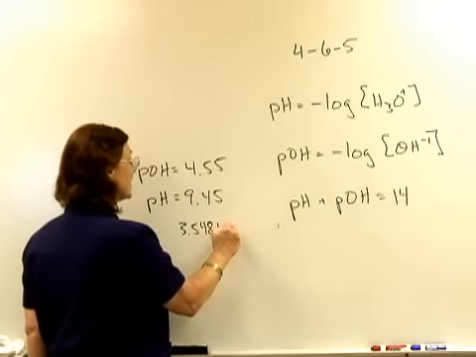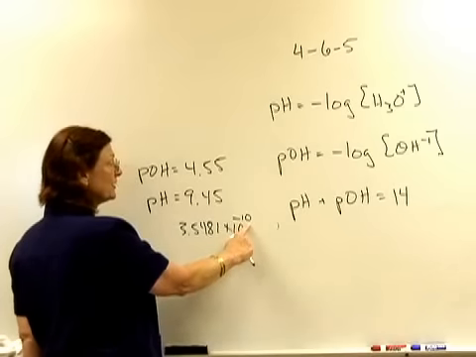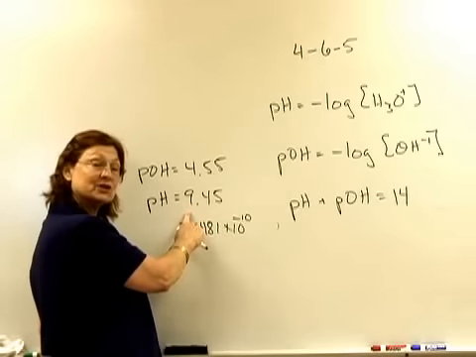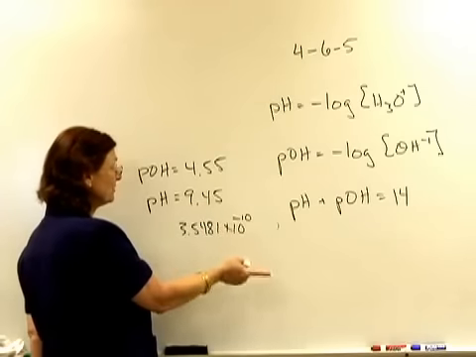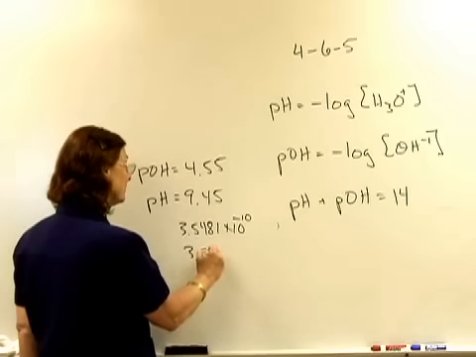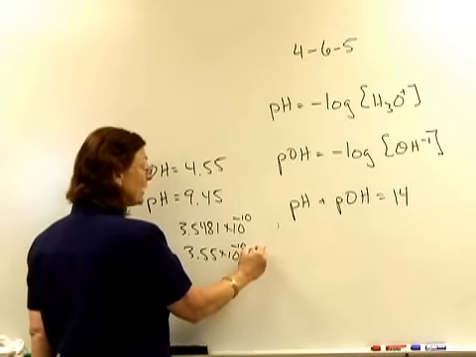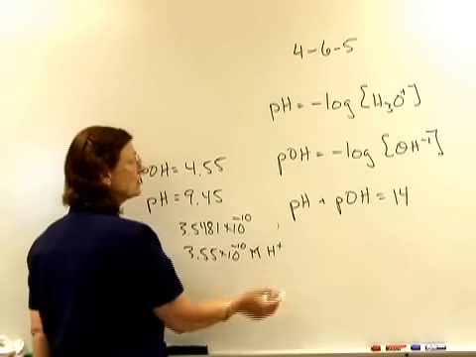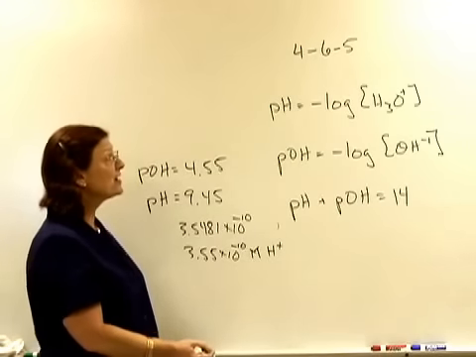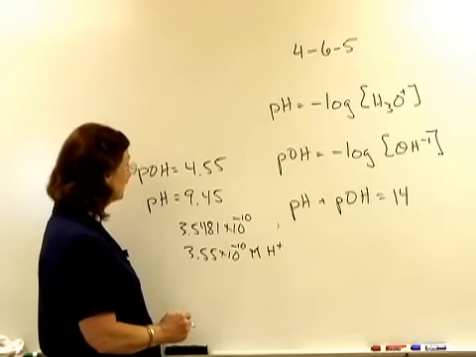And my number is 3.5481 times 10 to the negative 10. And you'll notice that this exponent is one less than my pH number. That's a relationship here. And my final answer then is 3.55 times 10 to the negative 10 molarity of the hydrogen ion. And you'll recall that the hydrogen ions and hydronium are interchangeable, and that would be my second answer.